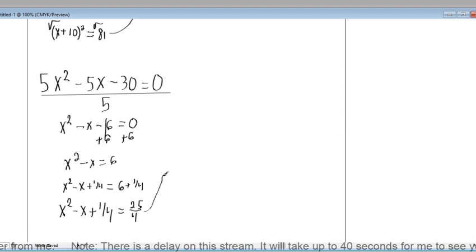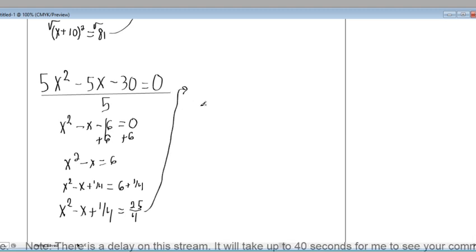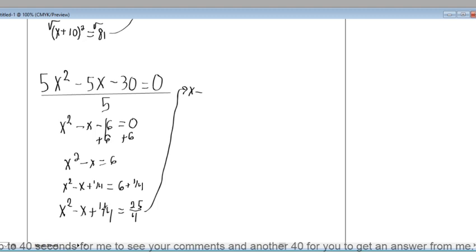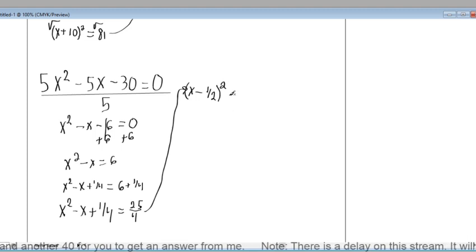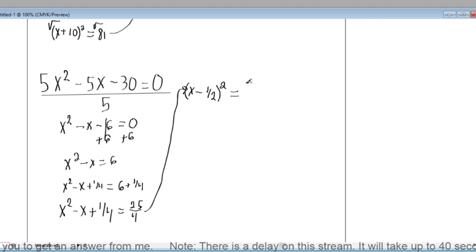And again, I'm going to bring this up here so I have more space. So remember that we factor this thing by taking this variable, this sign, and half of this number, so that's 1/2. And this whole thing is squared. Then this side is still just 25 over 4.